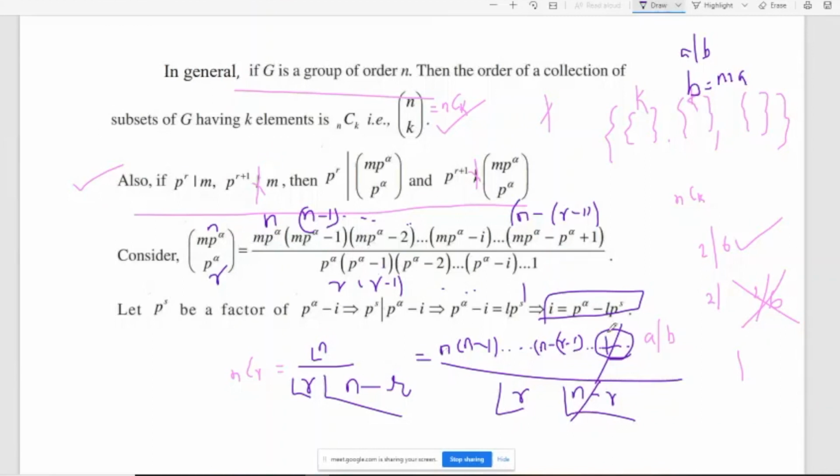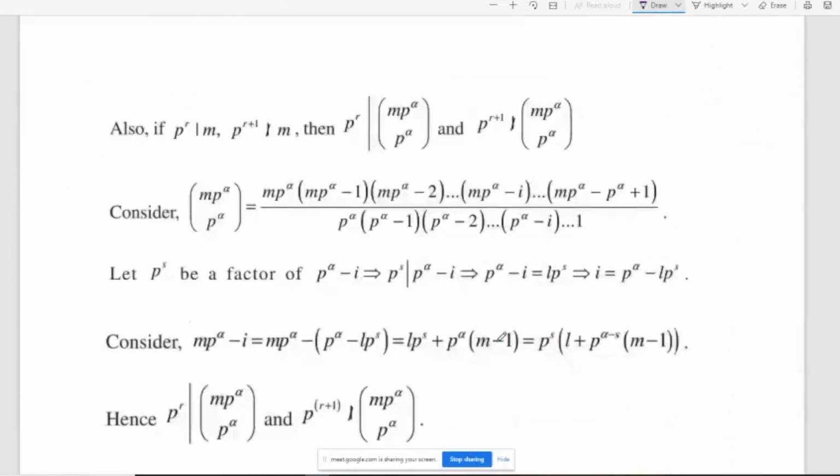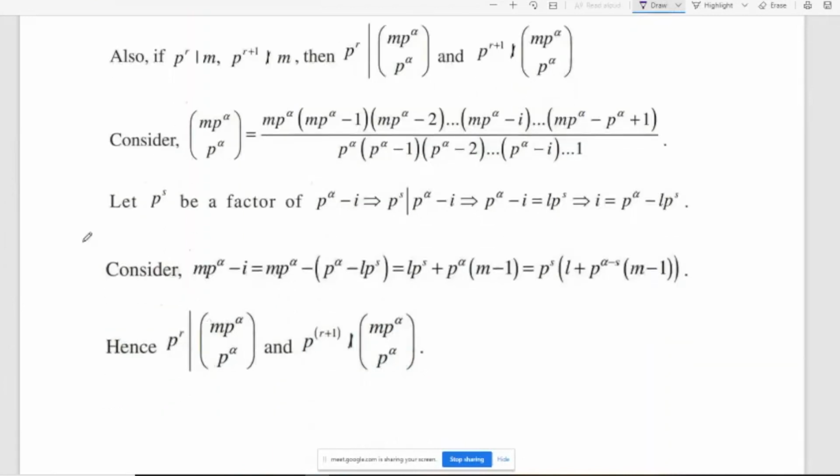So my i is this, right? Now, if p power r divides m, p power r plus 1 does not divide m. This is what we are trying to prove, written here again for continuity. So I have i equal to p power alpha, what we had just now on the previous page. You consider this factor, m p power alpha minus i. Now what we are going to do is replace i by p power alpha minus l p power s. So this is minus into minus, plus, so you have l p power s, and then plus.